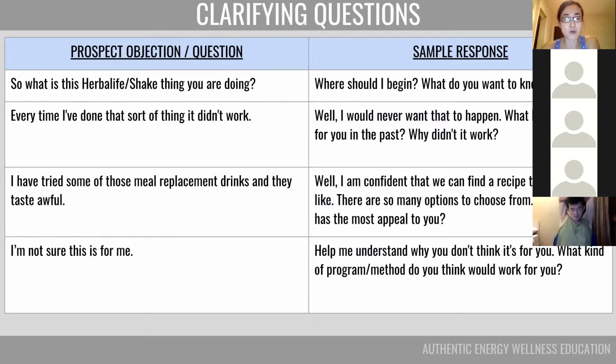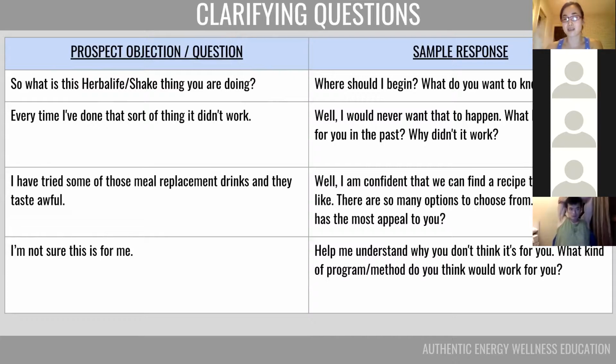Okay, another example: "I'm not sure if this is for me." This is actually pretty common for all of us, right? And then we can ask them, "Help me understand, why do you think it's not for you?" In the case of weight loss, if they don't see our program as the thing for them, we can ask, "Do you mind sharing with me what you think will work for you? What sort of method do you think will work for you?" So we actually understand them more.